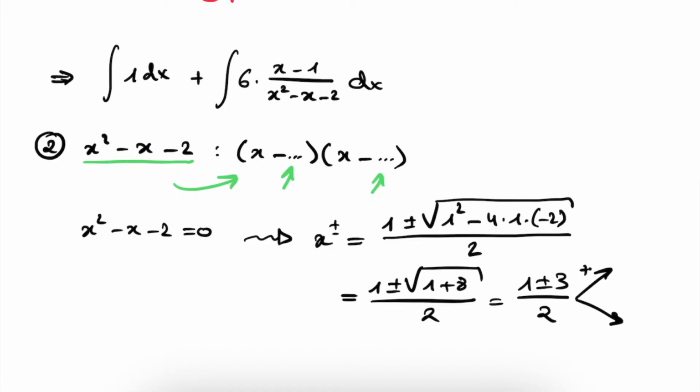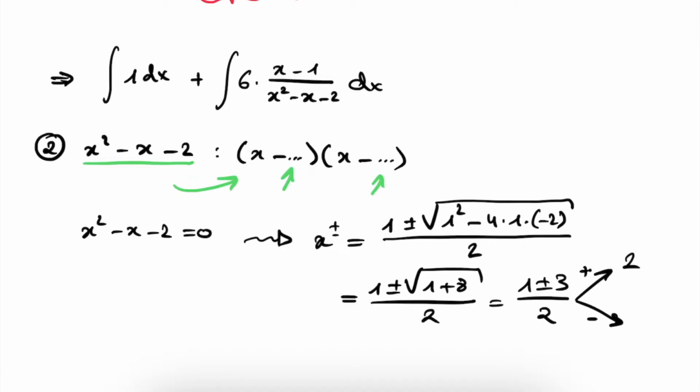If we take the plus sign, we get 1 plus 3 divided by 2, which is 4 divided by 2, which is of course 2. If we take the minus sign, we get 1 minus 3, which is minus 2, divided by 2, and we get minus 1.